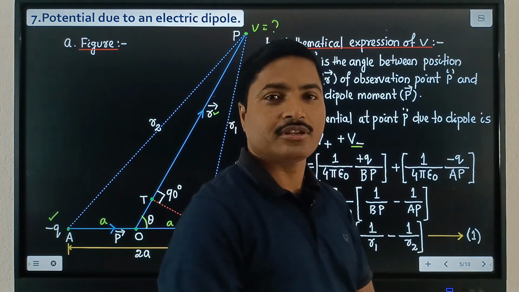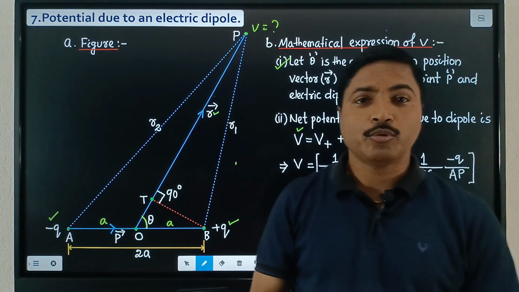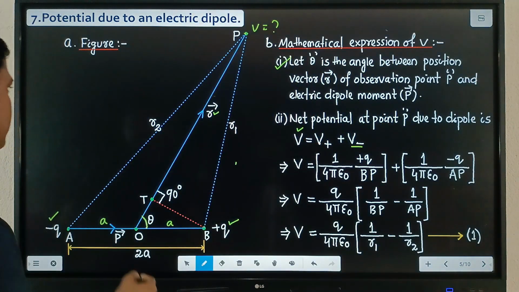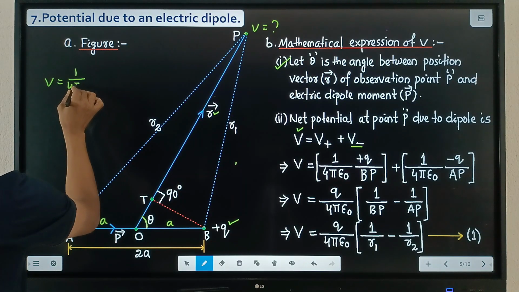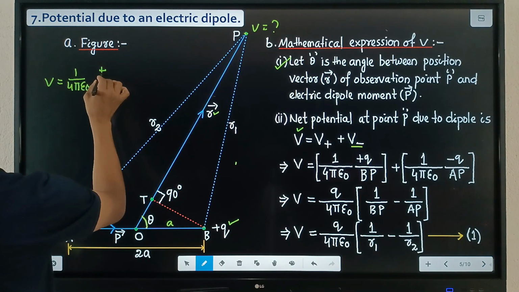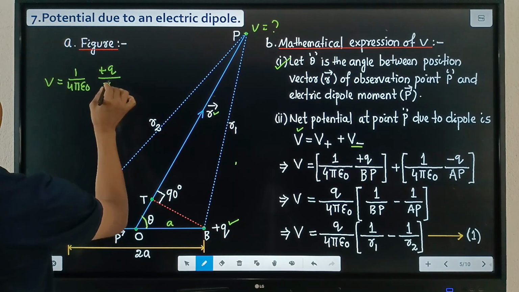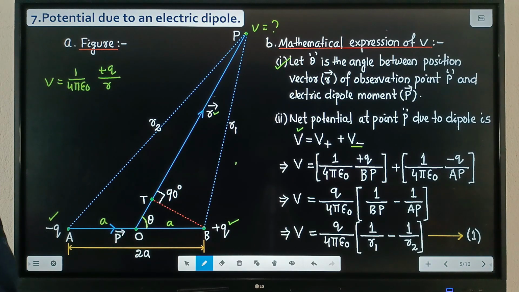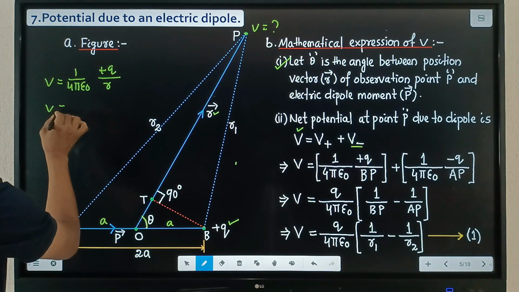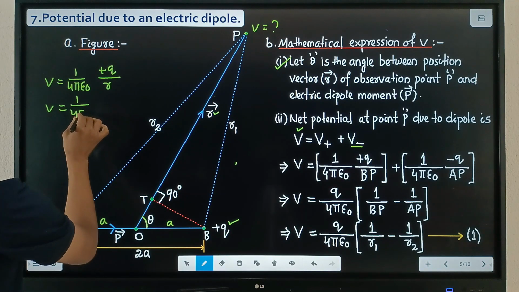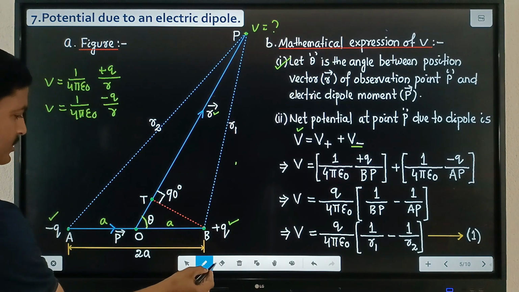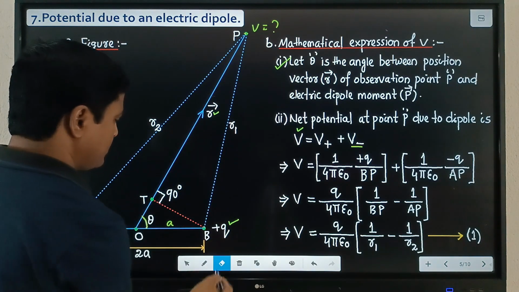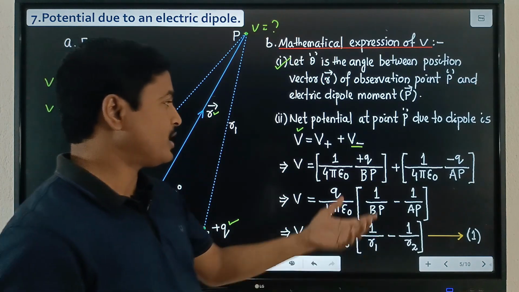You know the expression of the electric potential for a point charge: V is equal to 1 divided by 4 pi epsilon 0, and if the charge is positive, we write plus Q divided by r, where r is the distance. Similarly, if the charge is negative, V is equal to 1 divided by 4 pi epsilon 0 times minus Q divided by r. Clear? Here also I apply the same thing.